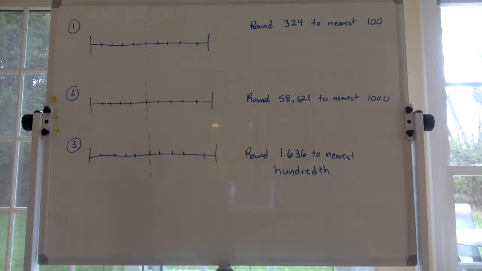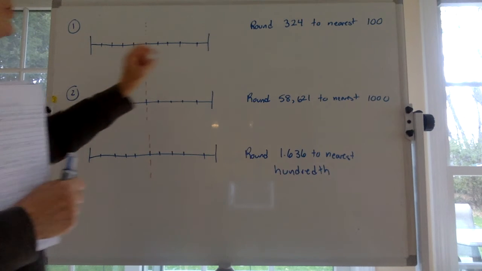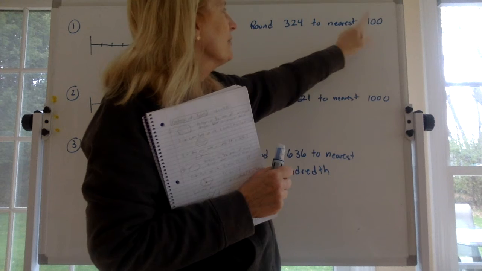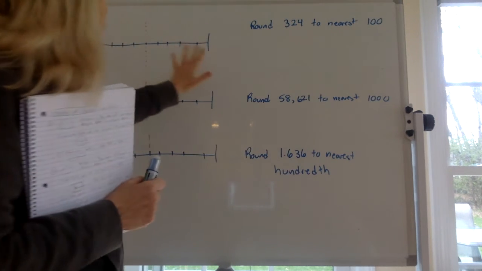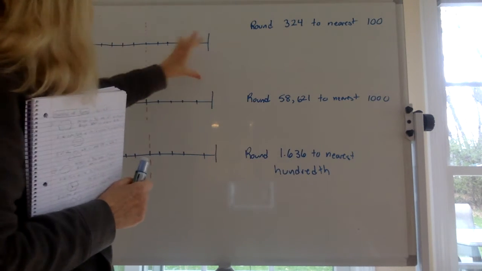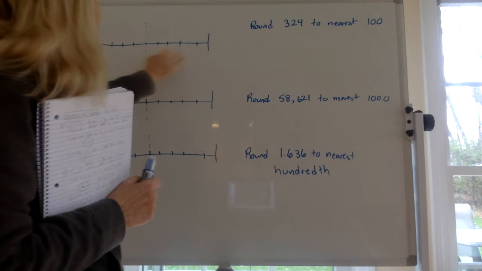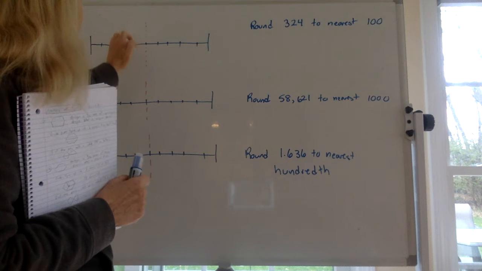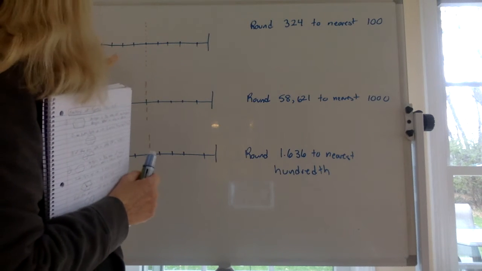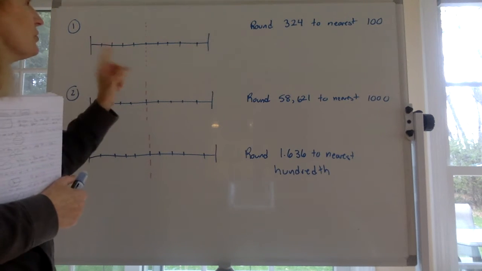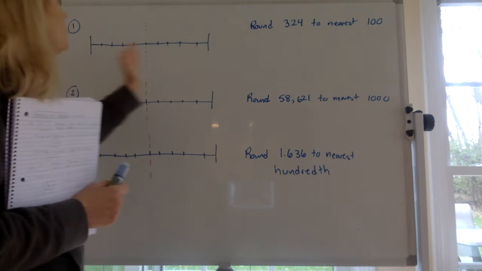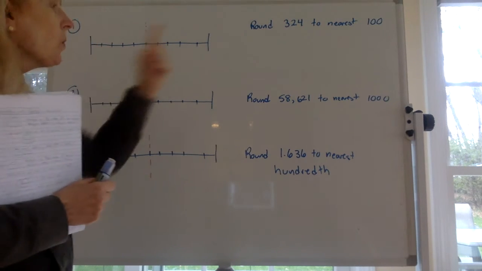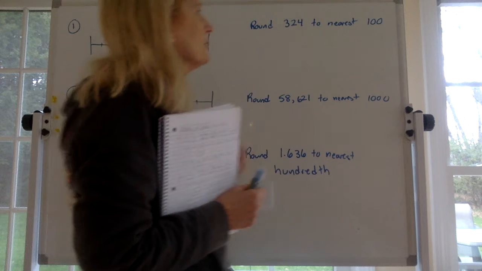So what you do with these number line problems is whatever it tells you to round it to the nearest whatever, that's what you want the 2 long tick marks. Remember, it's 2 long tick marks separated by 9 little ones. And I drew a red line right down the middle at the 5th little tick mark in. Okay, so you want to round 324 to the nearest 100. So you want your 2 long tick marks to be 100 apart, whatever that number is there.